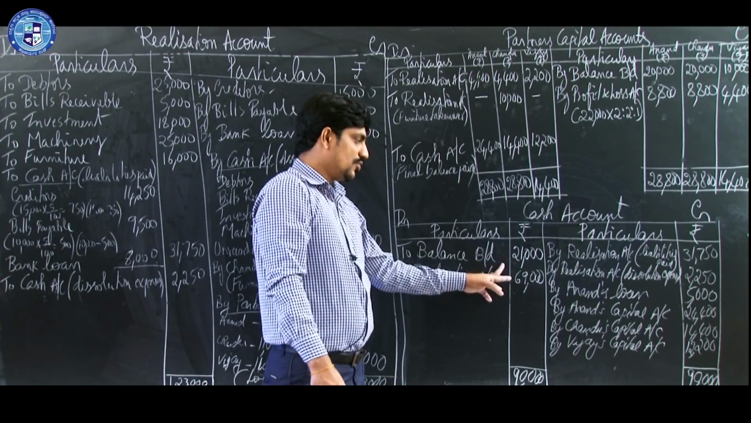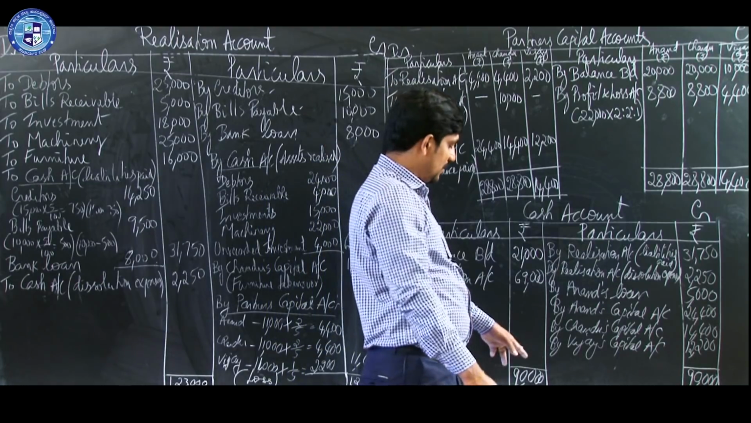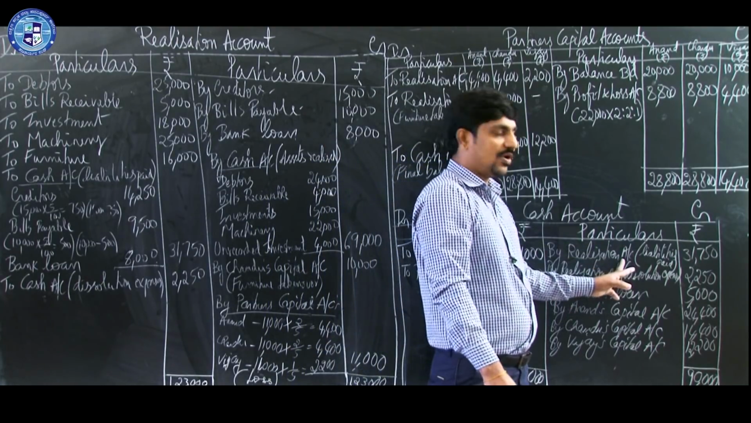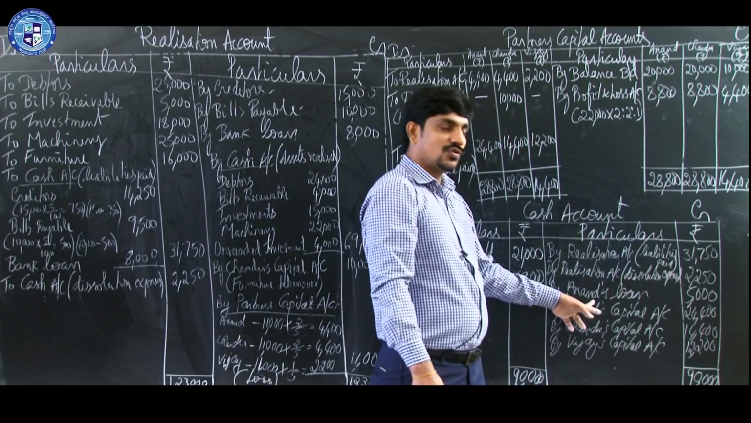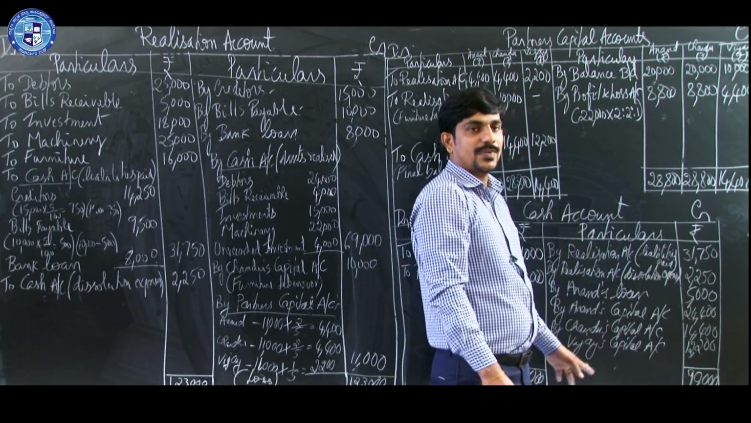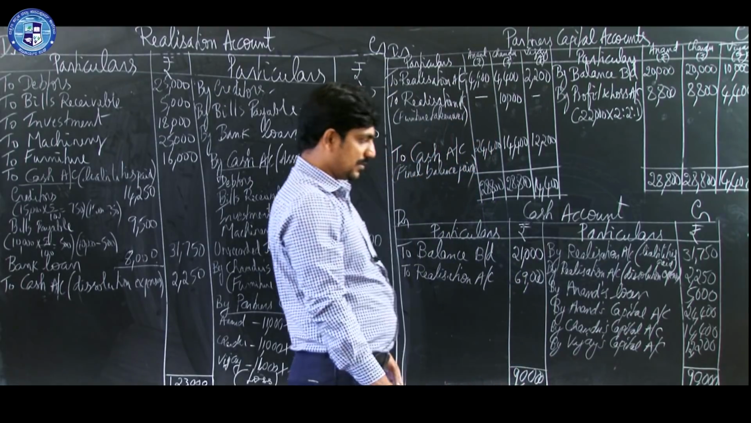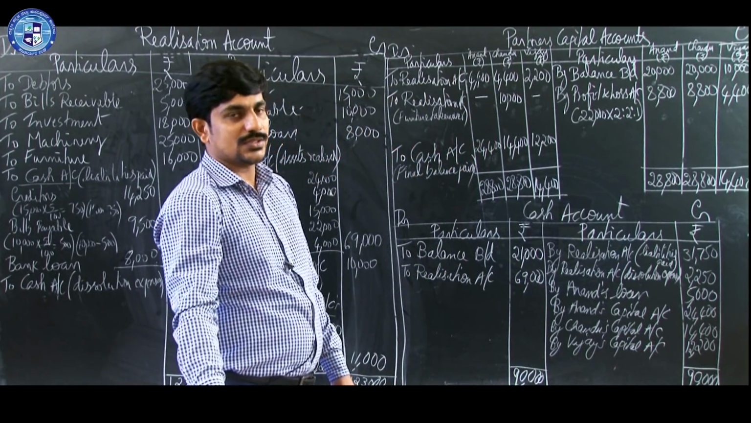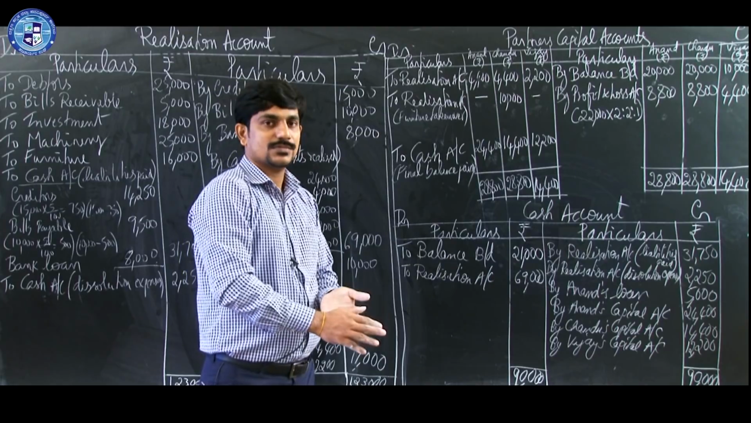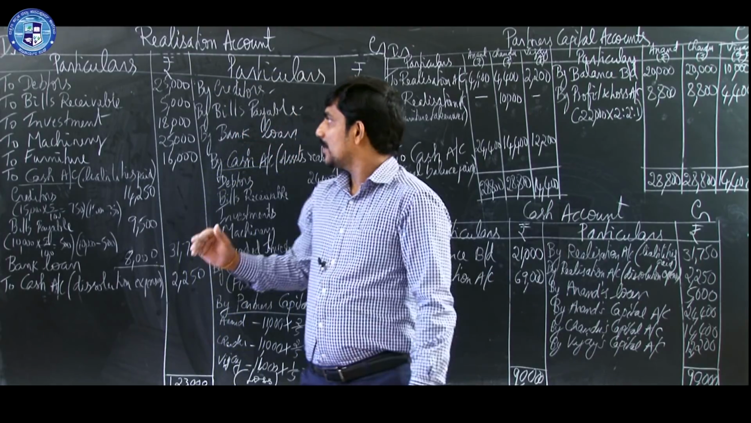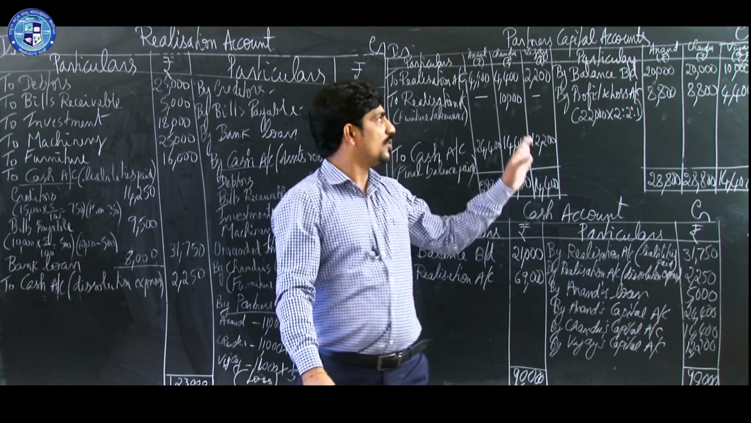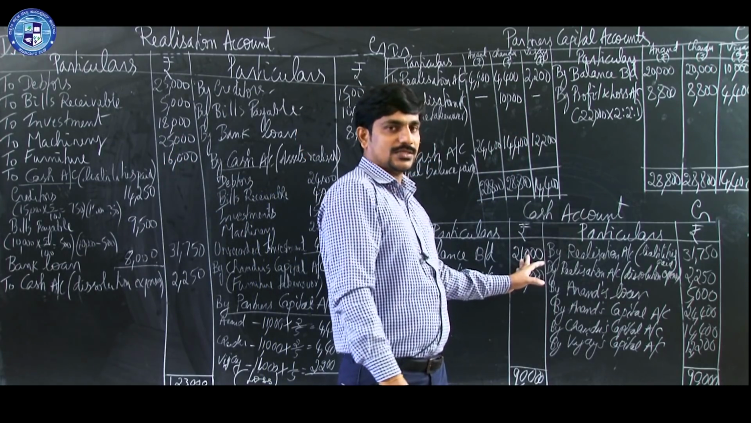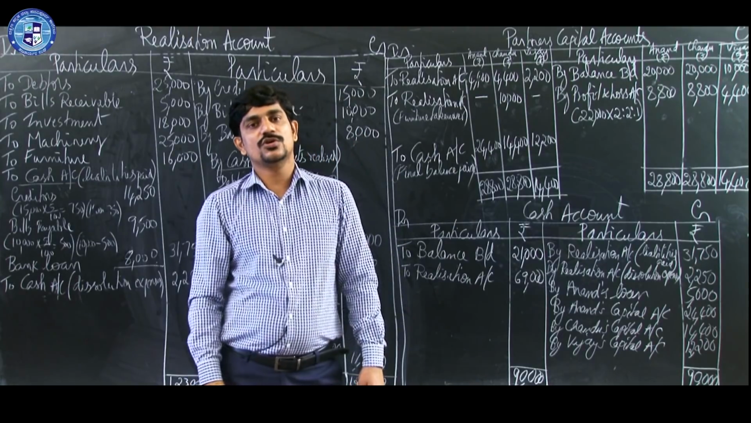So how much total cash did you have? 90,000. That full 90,000 you utilized to pay liabilities, dissolution expenses, the partner's loan, and the amounts due to the partners. So the total 90,000 is utilized. Our problem is done. We have prepared all three accounts: realization account, partners' capital accounts and cash account. At the end, the cash account should tally.